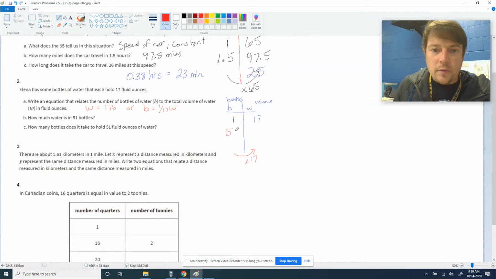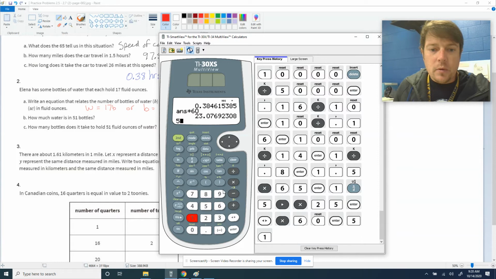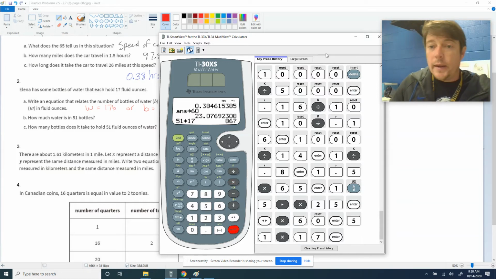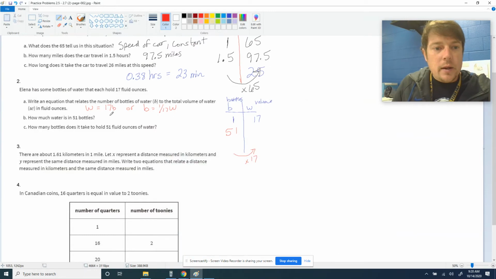How much water is in 51 bottles? Well, you'd have to do 51 times 17. Let's do that real quick. 51 and 17's product is 867. So 867 fluid ounces would be that amount.